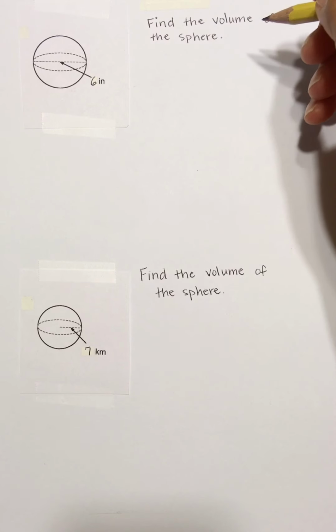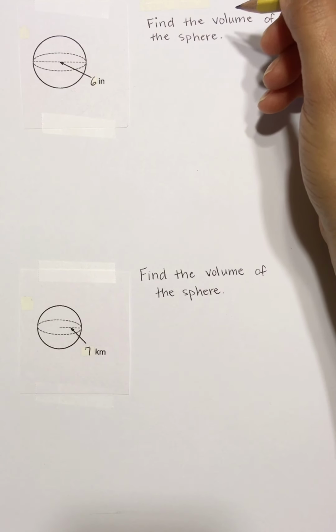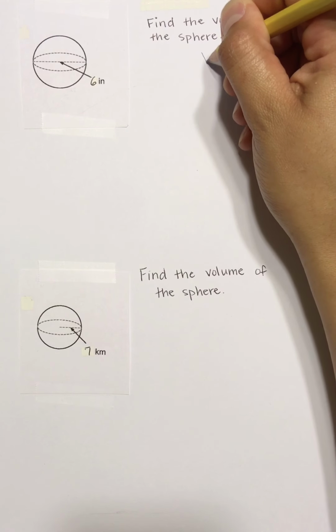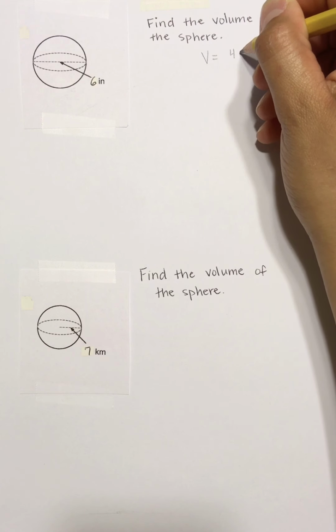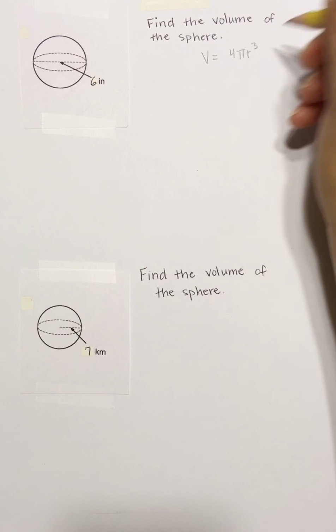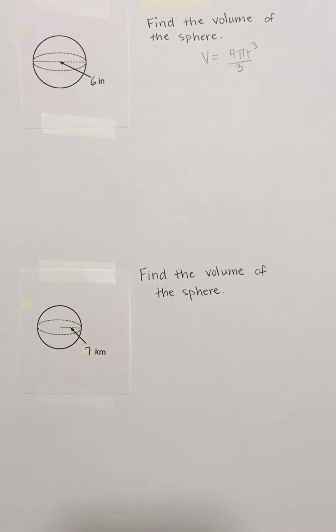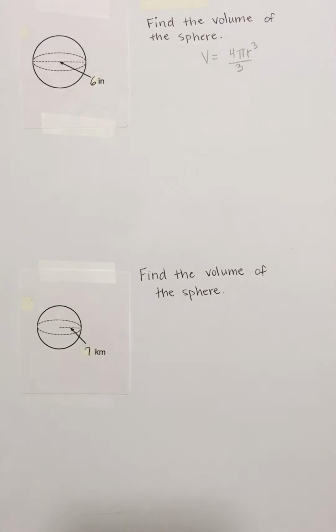It looks scarier, but it's actually easier than cones and cylinders. So the volume of a sphere, this is just straight from your notes, is 4 pi r cubed divided by 3. Okay, so this one, there's no more height. Remember, in cylinders and cones, you needed the radius and you needed the height.